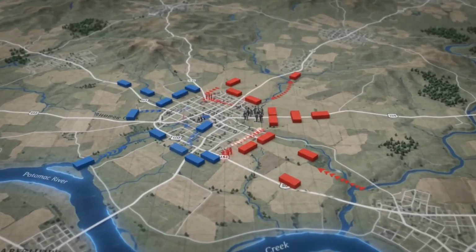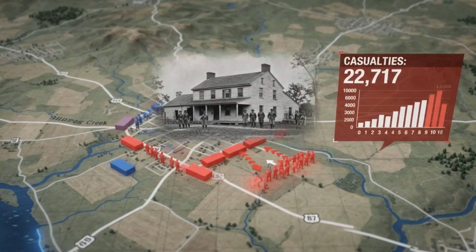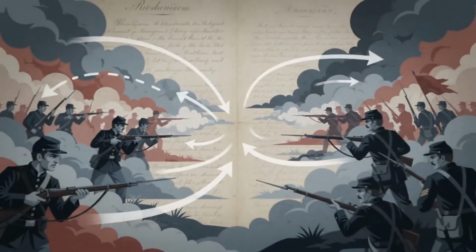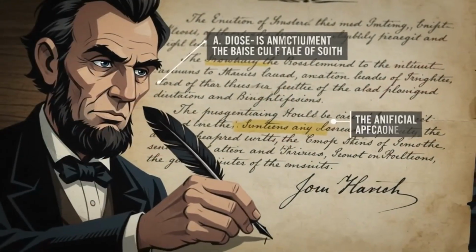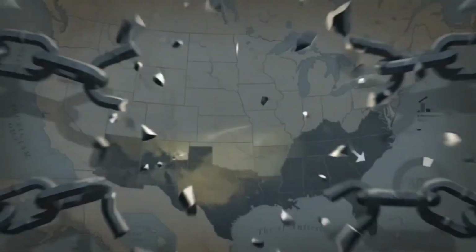Antietam became the bloodiest single day in American history, with over 20,000 casualties in just one day. After Antietam, Lincoln issued the Emancipation Proclamation, transforming the war into a fight against slavery.